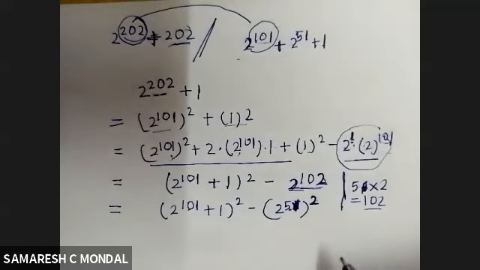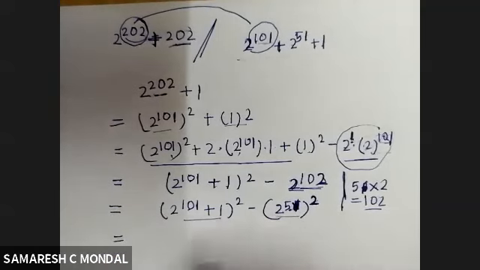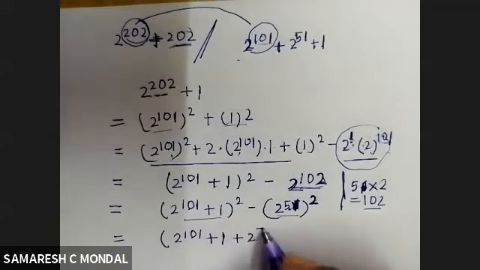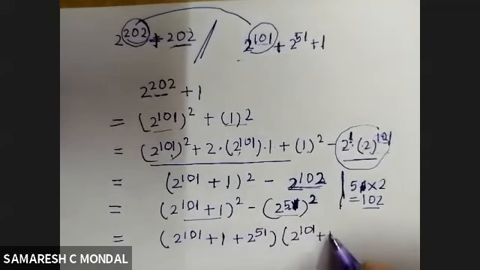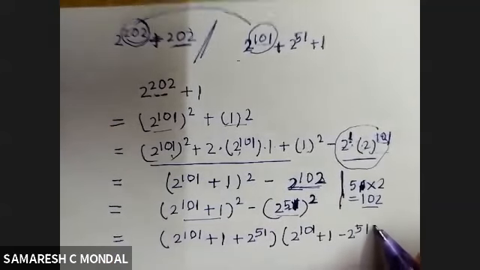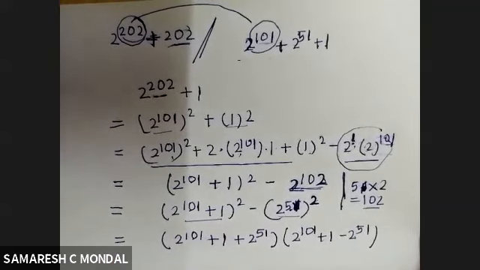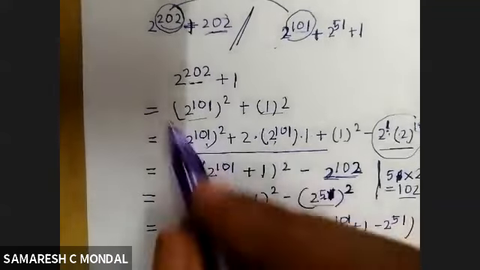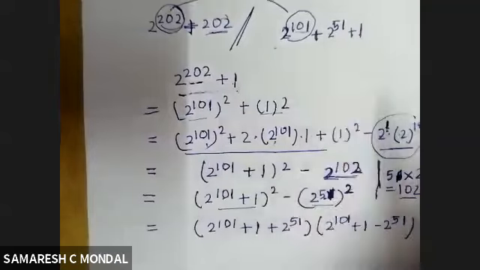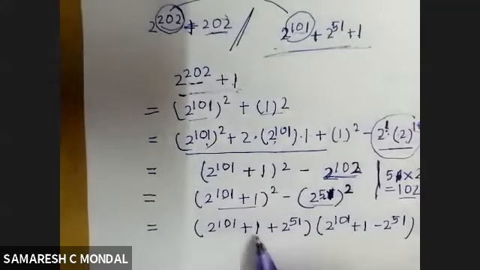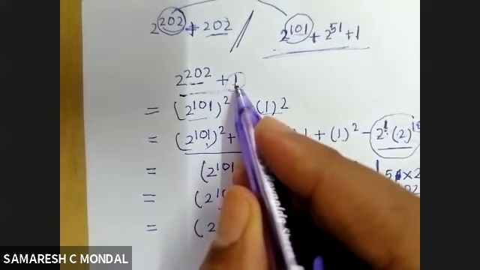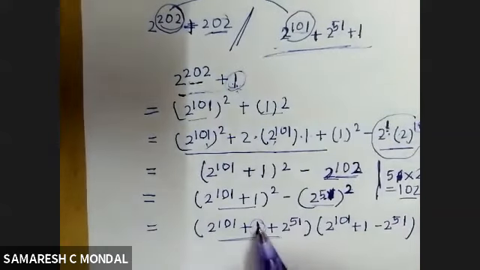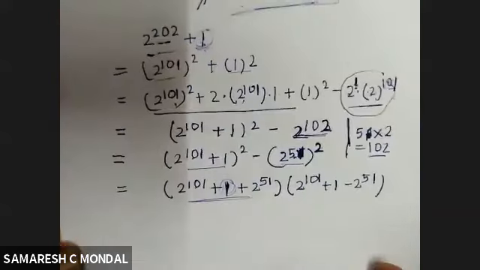Is it okay? So a square minus b square is 2 to the power 101 plus 1 plus 2 to the power 51 into 2 to the power 101 plus 1 minus 2 to the power 51. Okay, fine. So this is the factorization for this. Why I took 1? Because only 1 will come if you take this b square to be 1. I hope you understood. If you take b square to be 1, then only here 1 will come. So you need to forecast this.